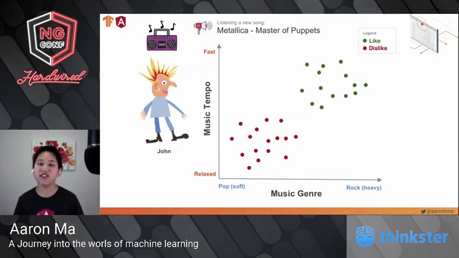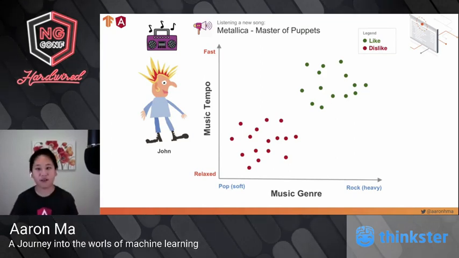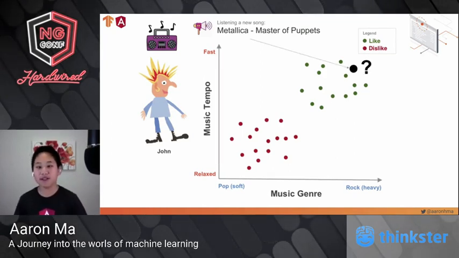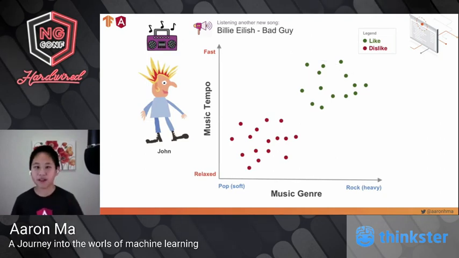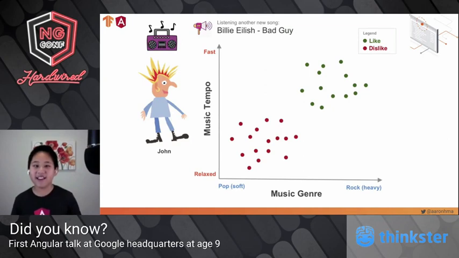Let's say John's listening to a new song, Master of Puppets by Metallica. Where do you think the point will be at? If you guess the point was somewhere here, you're correct. How about Bad Guy by Billie Eilish? Where do you think the point will be at? If you guess it somewhere here, you're correct.